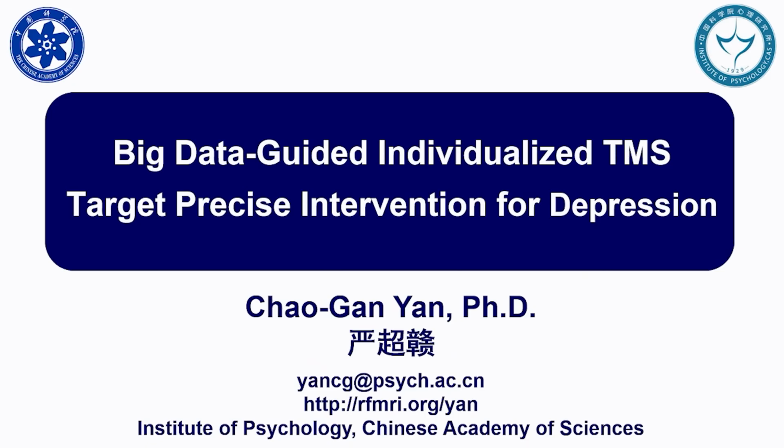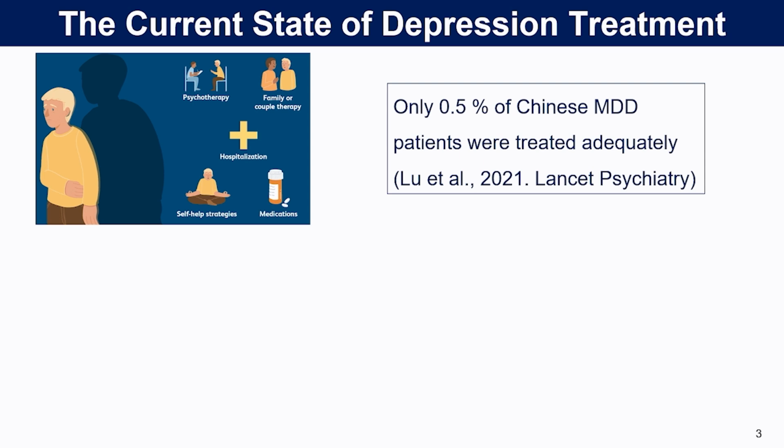So basically what I'm going to talk about is big data-guided, individualized TMS target precise intervention for depression. In our lab, the main focus is major depressive disorder. And in China, according to the prevalence, only 0.5% of Chinese MDD patients were treated adequately. They get the condition, they go to hospital, they take medication, and they continue the treatment.